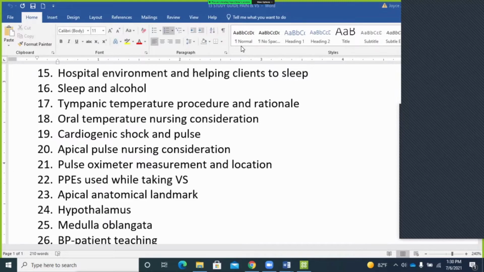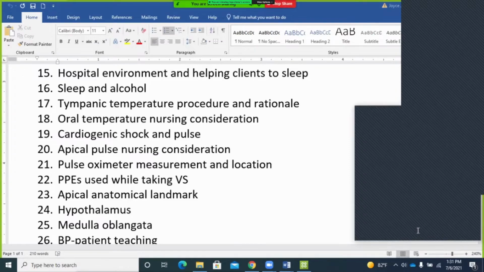What is hypothalamus? You said left mid. I'll put it in the chat.